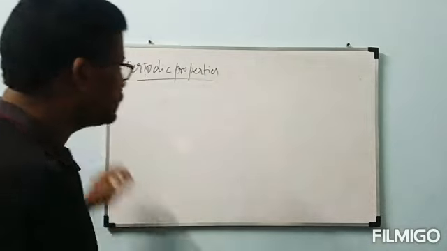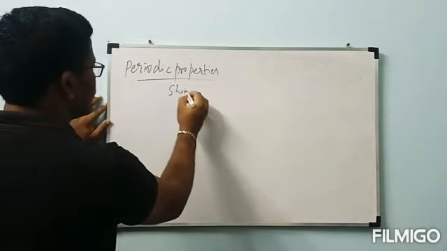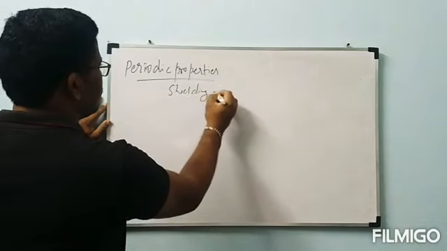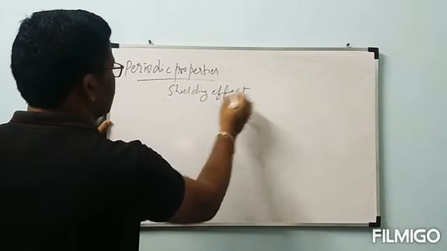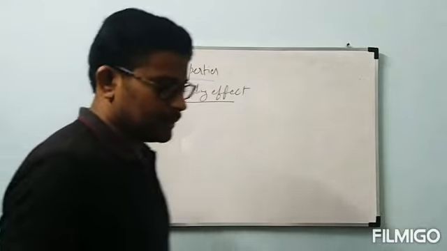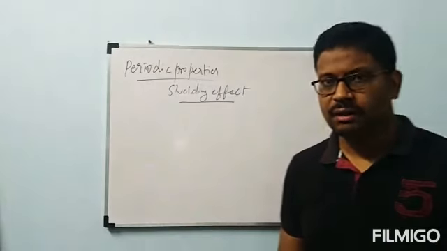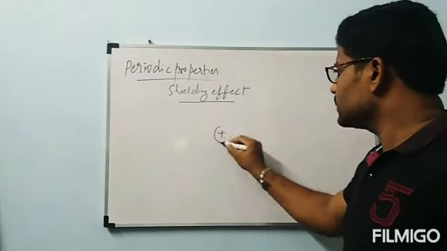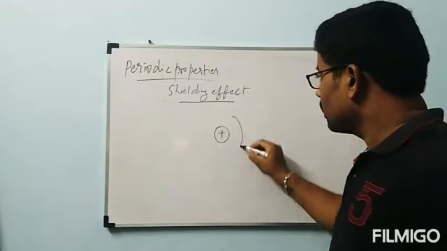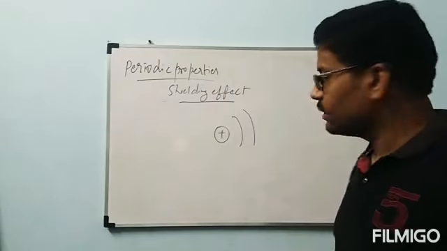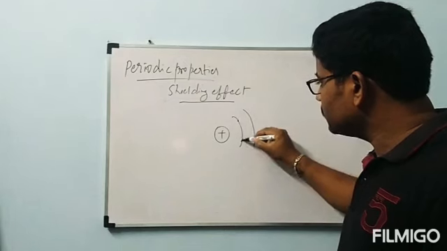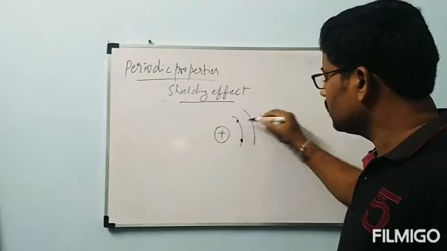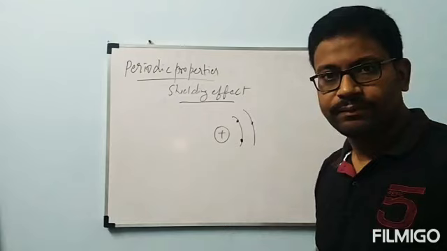Shielding effect we have to see. Shielding effect is nothing but when we take a nucleus, these shells are filled with electrons. This one has 2 electrons, and the outermost shell has 1 electron.